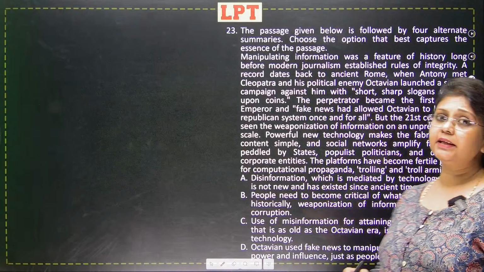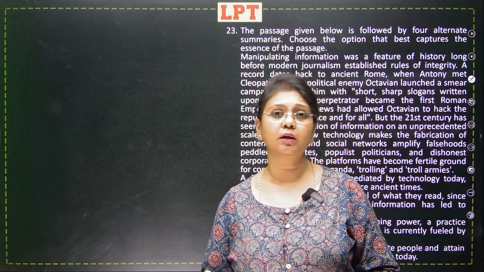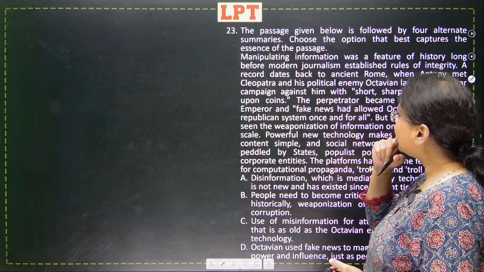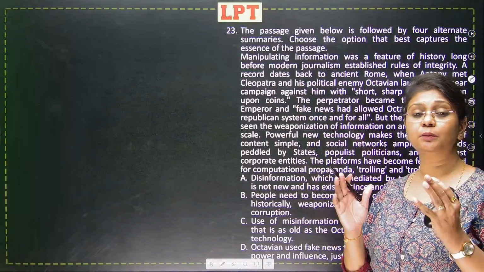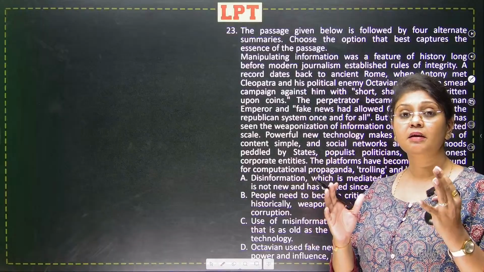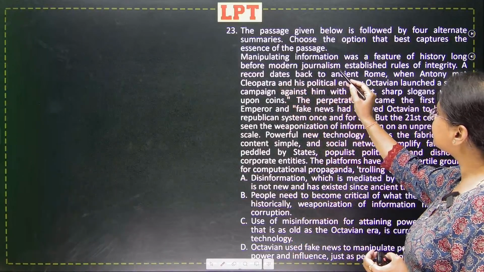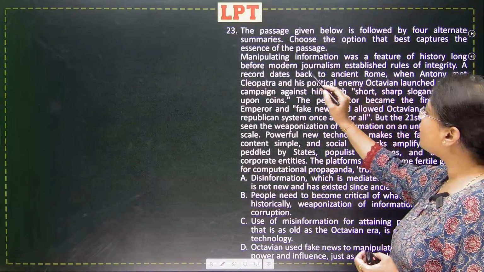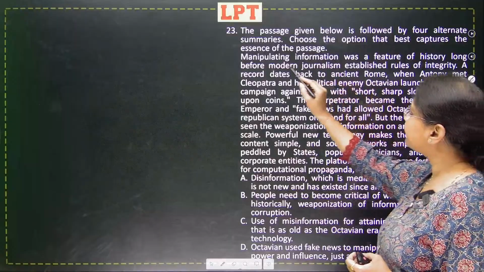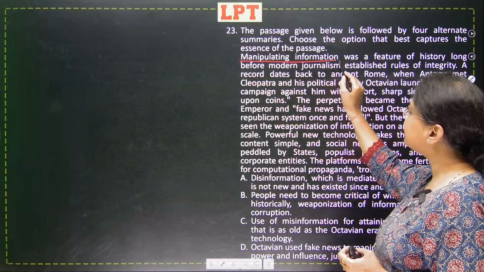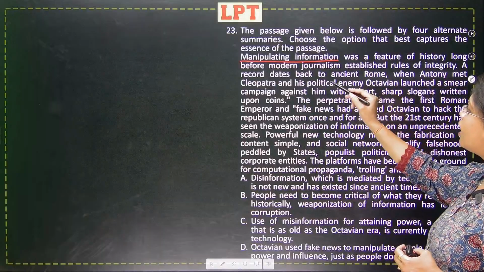Okay guys, I think you would have solved this question by now. Let's quickly look at how we solve this question. So yes, let's figure out what the important points are here and which points you need to keep in mind when you're looking for an ideal summary. So it says manipulating information was a feature of history long before modern journalism established rules of integrity. So you are talking about manipulating information here, a feature of history long before.